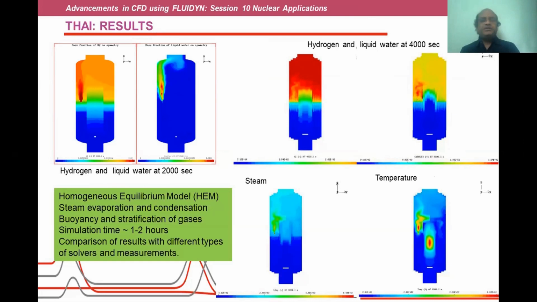A lot of experimental data on hydrogen concentration at different locations are available for this experiment. So this was one of the first studies we had done to validate our homogeneous equilibrium model. It considered steam injection, steam evaporation and condensation, and formation of wall film. The actual simulation time was more than 1 hour, because these processes take place over a long period.